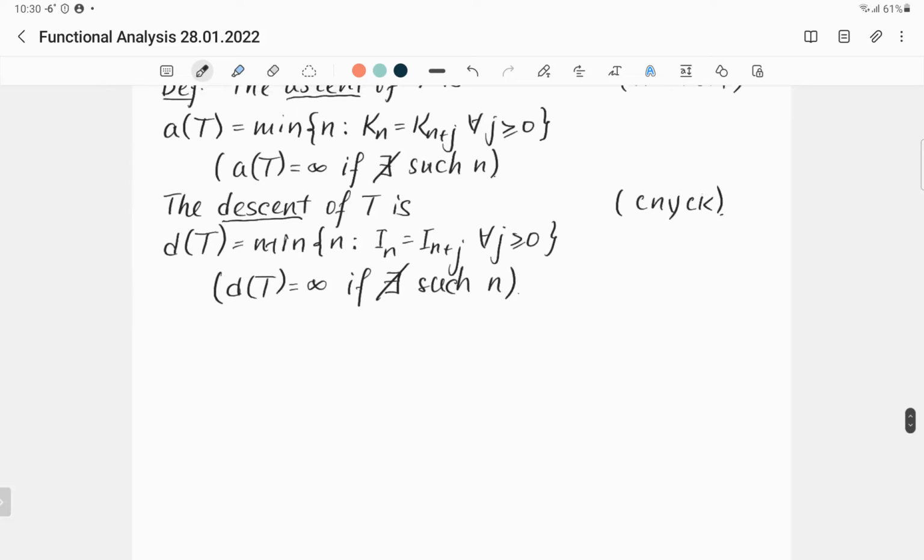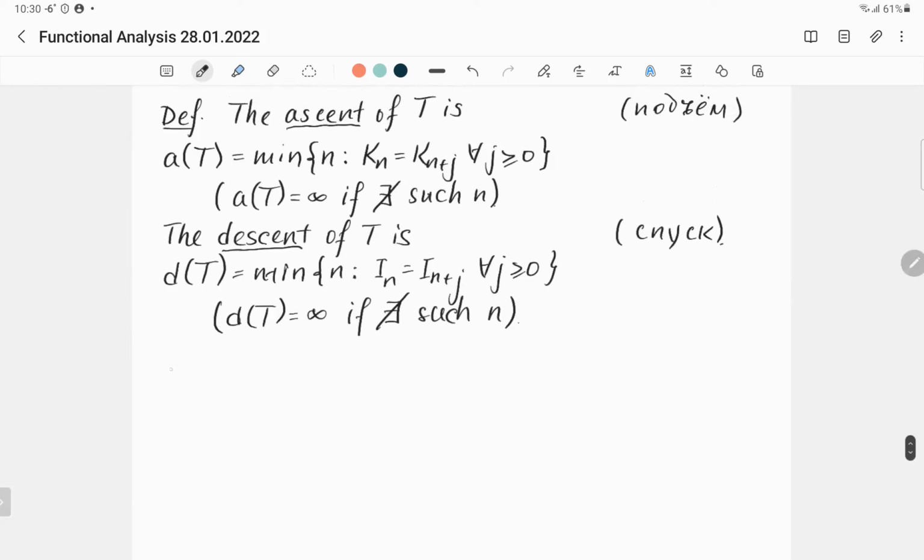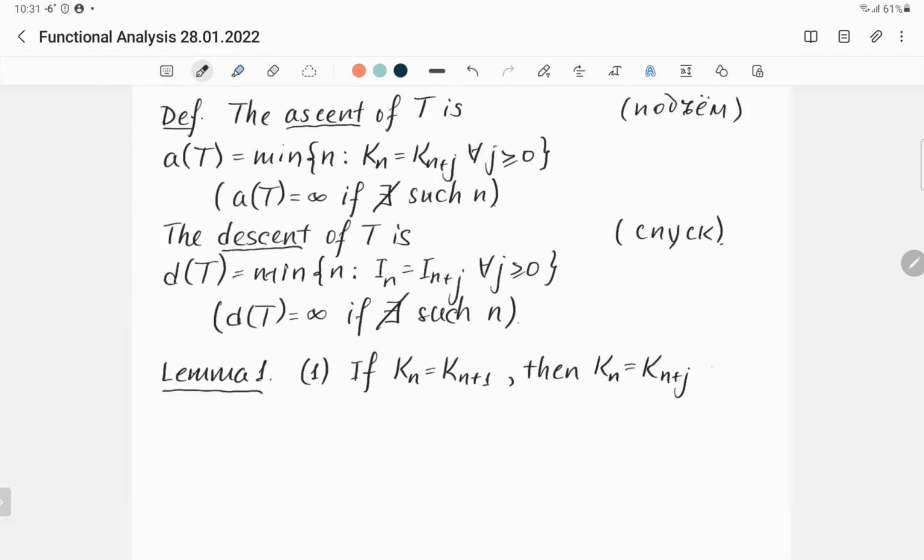Okay, so let's start with this following simple algebraic lemma. Lemma 1. First of all, I claim that if for some n, Kn equals Kn plus 1, then the chain of the kernels actually stabilizes at the same step. Then Kn equals Kn plus j for each j. And hence this implies that the ascent of T is finite.